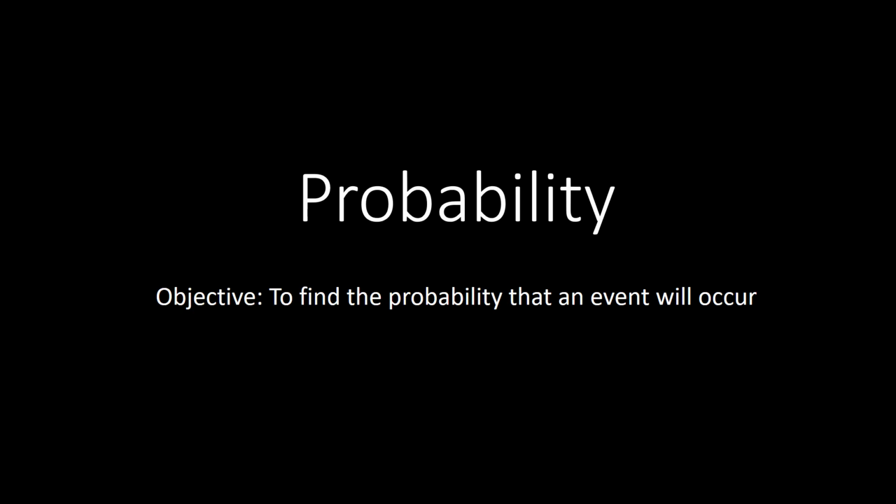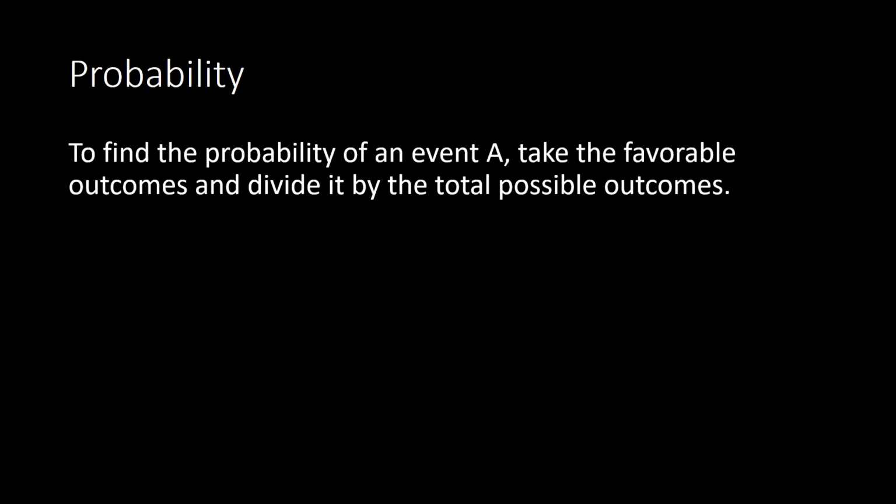In this lesson, you will learn to find the probability that an event will occur. So to find the probability of an event, what we need to do is find the probability of event A by taking the favorable outcomes and divide it by the total possible outcomes.